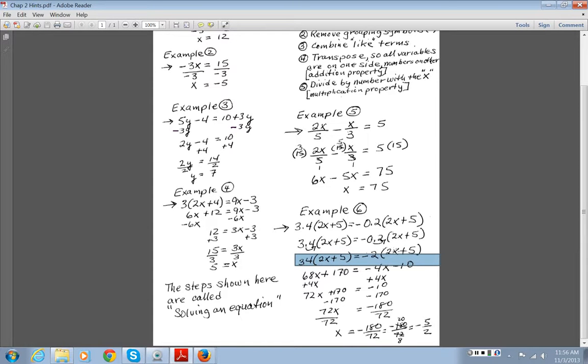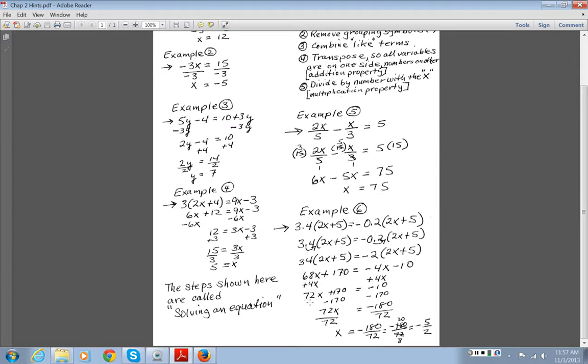I guess I tended to drift up there a little bit, so they're not quite horizontal. But then I go 34 times 2x is 68x. 34 times 5 is 170. And then a negative 2 times 2x is a negative 4x. And a negative 2 times 5 is a negative 10. So now I have a variable, a number, a variable, a number. I want to get all my variables on one side. So it's obvious I will add 4x here, add 4x there.